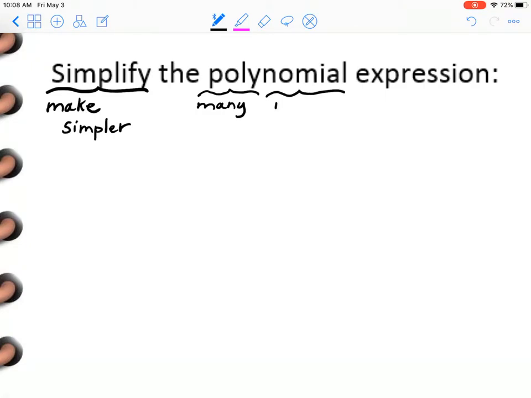Nomial usually means name. And expression, you'll learn this as part of your terms for this course, is a math statement with no equal sign. And I'm not going to go into that completely right here. So this is saying to make simpler the many-named math statement, or to take all of the terms in this math statement and make them as simple as you can. So that is the instruction for this problem.